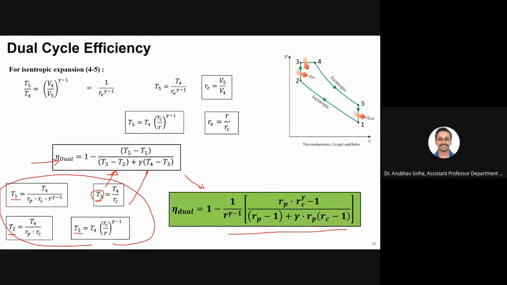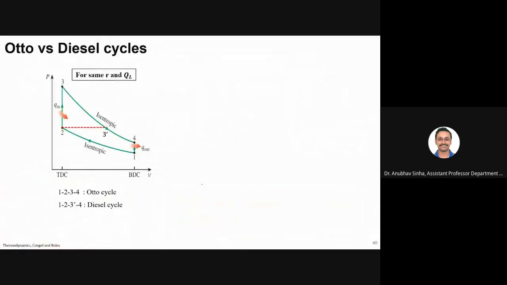Is this okay, or any questions on this? Okay. So now let us compare what is the difference between Otto and diesel cycle. As I mentioned, if we have same compression ratio and same heat loss, you can represent Otto cycle like this: 1, 2, 3, 4. This is the green one shown, that is your Otto cycle, and the red one shown here is constant pressure heat addition. So this becomes your diesel cycle.